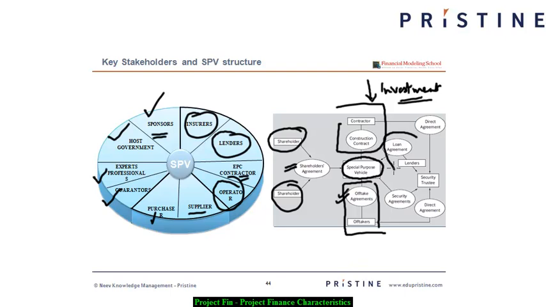This is the financing part of the business, so you need to make sure that the lenders and the loan agreements are in place, and then everything has to gel together. That's very important. Everything has to gel together to make sure that the SPV functions well and is able to generate the amount of money that it is expected to generate.